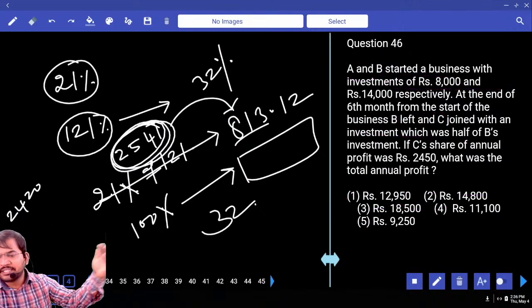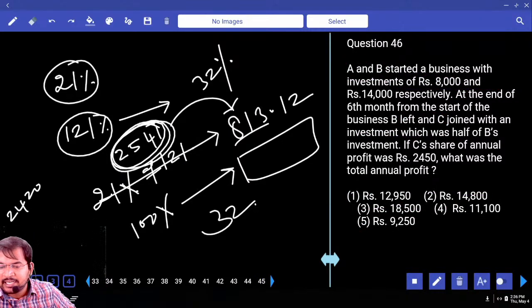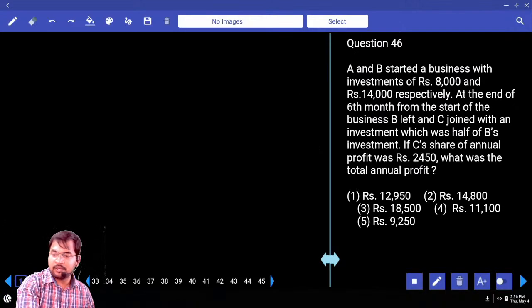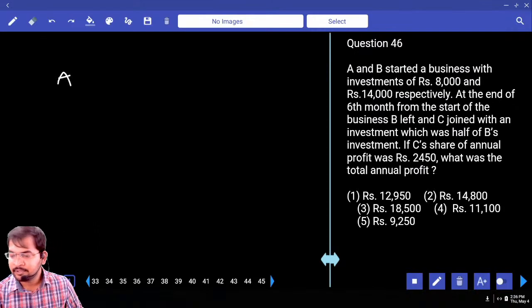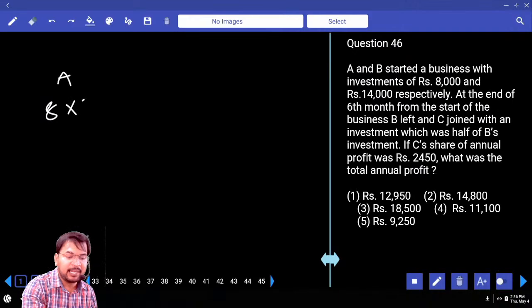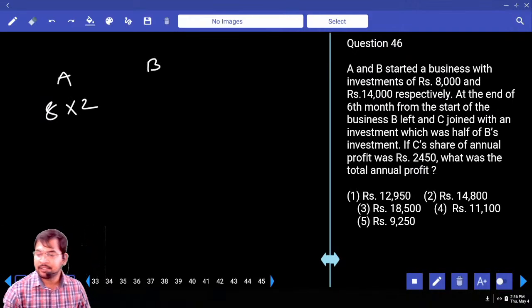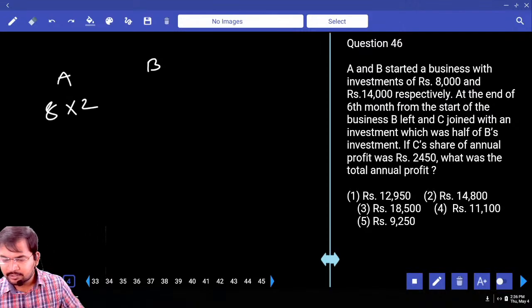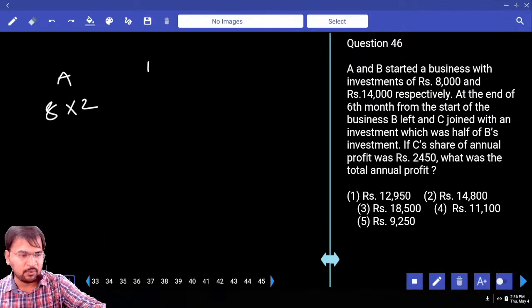Next. A and B started a business with investments of 8,000 and 14,000. At the end of the 6th month from the start of the business, B left. C joined with an investment half of B's investment. C's share out of the annual profit is 2,450. What was the total profit? Here remove 3 zeros from everywhere. A is there from starting to ending. 8 parts into 2 years, because the sum is for 2 years only. Annual profit, only 1 year.